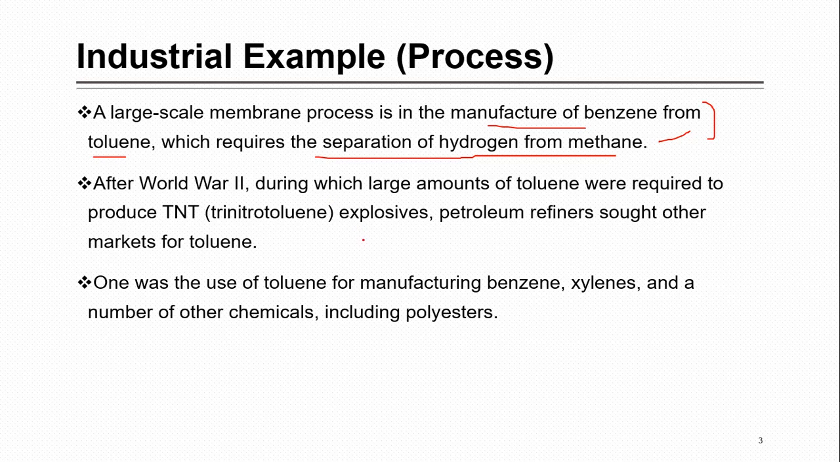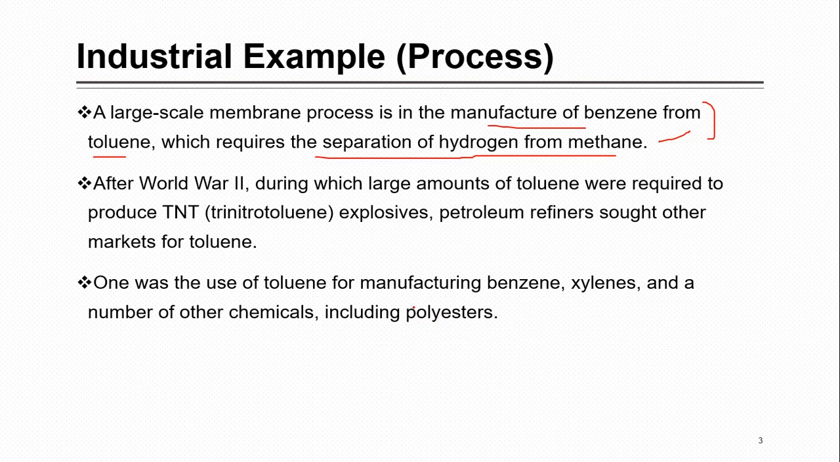Out of many uses, one was the production of benzene and xylene from toluene, where toluene can be used for production of benzene as well as xylene in the same reaction. It was also used for production of various polymers, like polyesters, which is one example. You can also look for various other examples of uses of toluene for production of various chemicals.